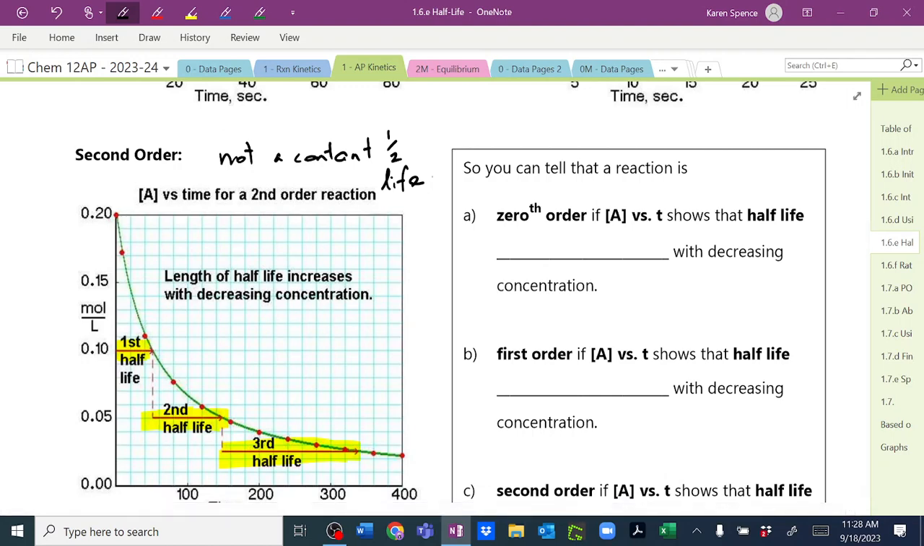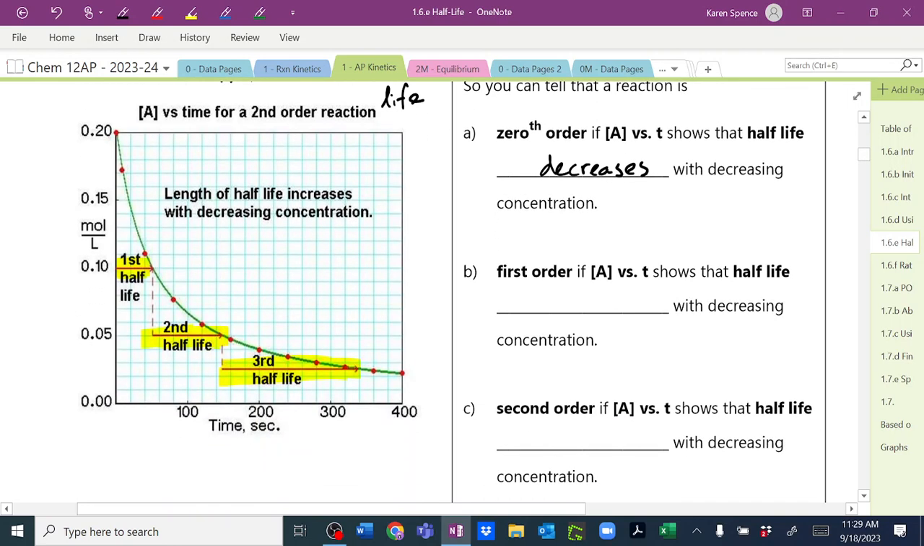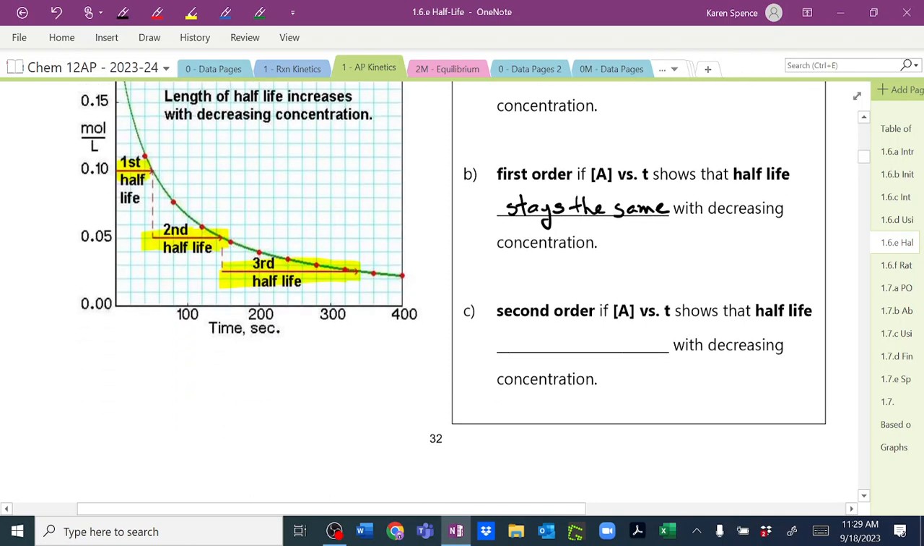So you can tell that a reaction is 0th order if the half-life decreases with decreasing concentration. You can tell that you have a first order if the concentration of A versus t shows that the half-life stays the same with decreasing concentration, and you can tell you have second order if A versus t shows that the half-life increases with decreasing concentration. Okie dokie.